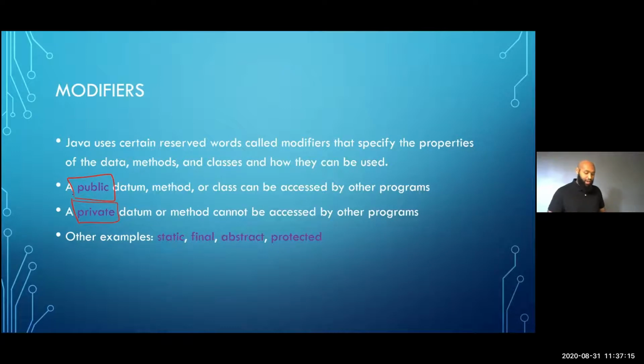No other program can. That's important if you're working with other people, because say, for example, you know your code is bomb, and you don't want nobody else to touch your code. You can make it private. Hey, you can only get to this using some method. You cannot just change my class. It's already good to go. Don't worry about it. However, you can make a class public, and they can do whatever they want with that class. Other modifiers: static, final, abstract, protected. We'll talk about those later.